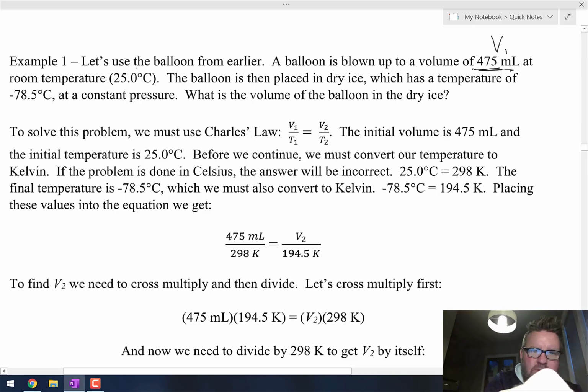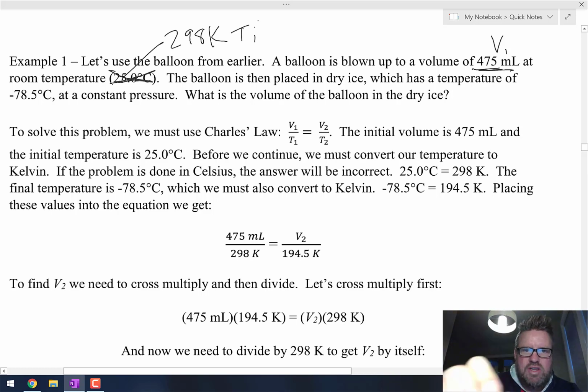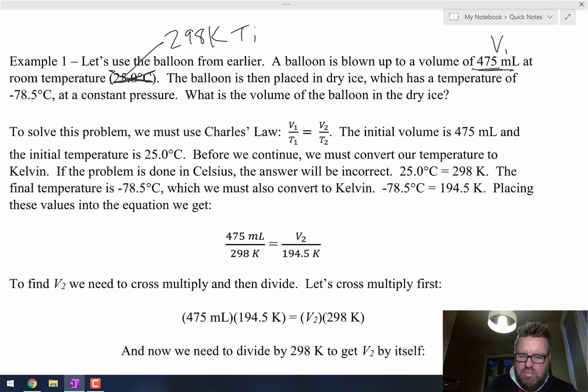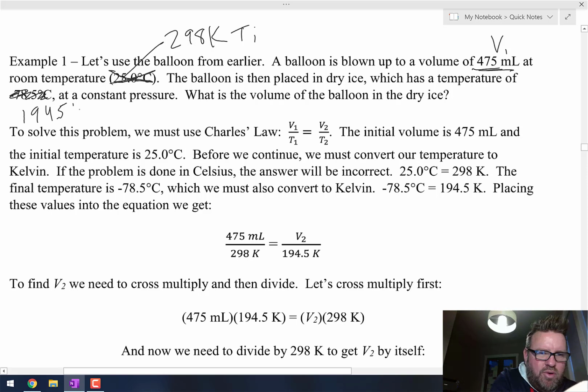And it's at room temperature, 25 degrees Celsius. As soon as you see that, immediately cross it out and write the temperature in Kelvin. Okay, so that's our initial temperature, T1. The balloon is then placed in dry ice, which has a temperature of negative 78.5 degrees Celsius. Now here you might want to use a calculator. Negative 78.5 plus 273 equals, again, get rid of that Celsius temperature, 194.5 Kelvin, and that's our final temperature.